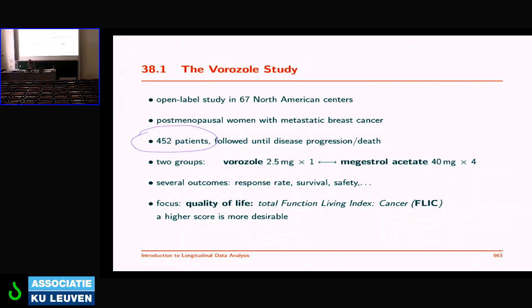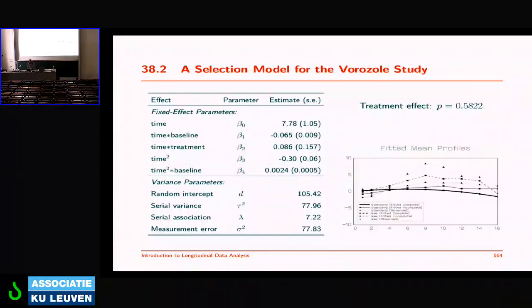What we are concerned with here is quality of life. It's a score, a sum score, the total Functional Living Index Cancer, the FLIC score, where a higher one is a more desirable one, by the way, is the one of interest.